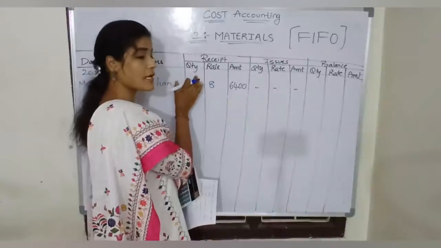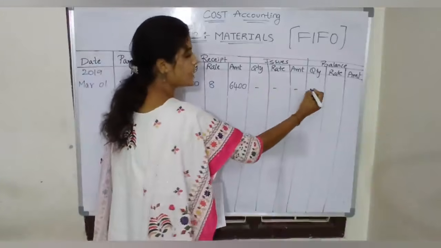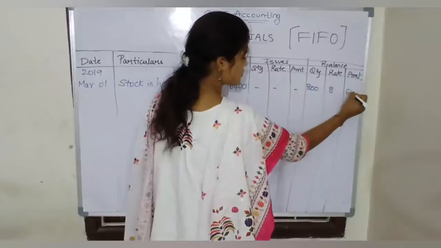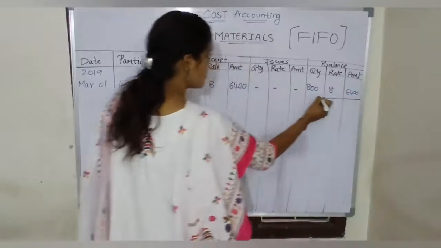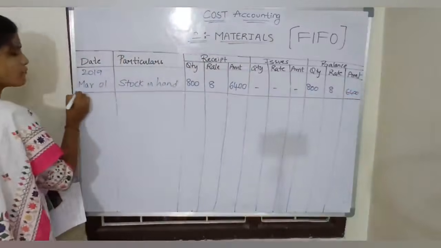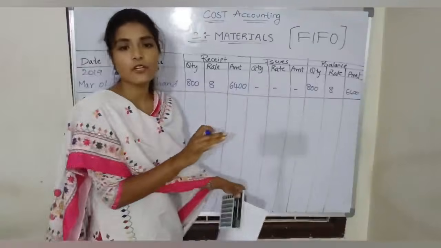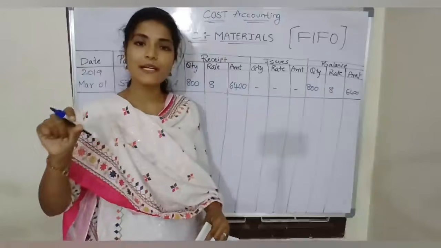What is the existing quantity you are having in your godown? 800 units. Each unit is 8, total 6400 stock you are having in your godown. After completing one ledger, one particulars, make a line of it. In your answer booklet, just leave one line.